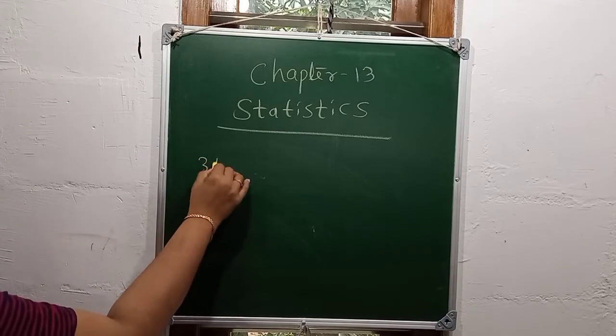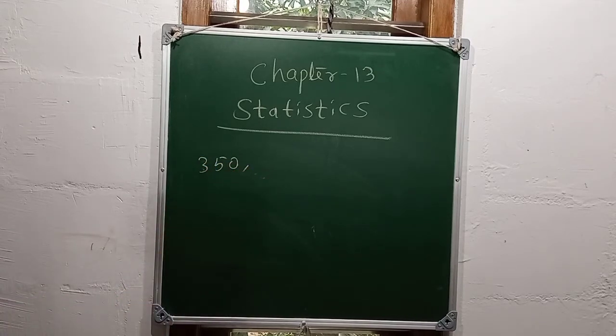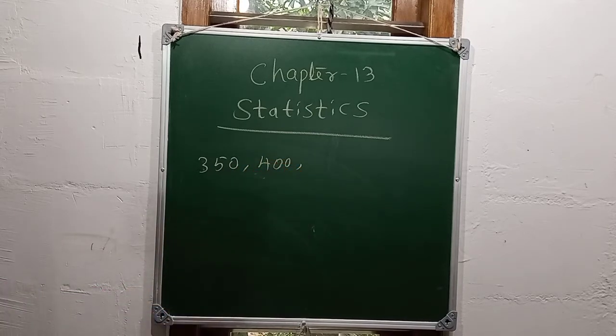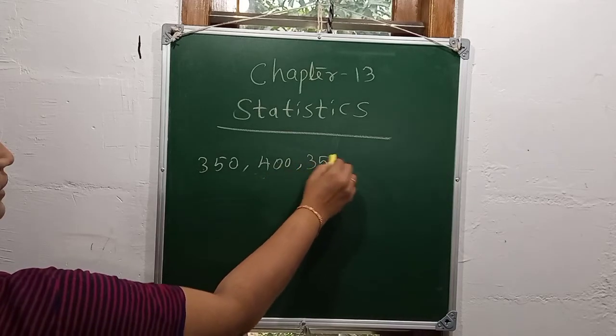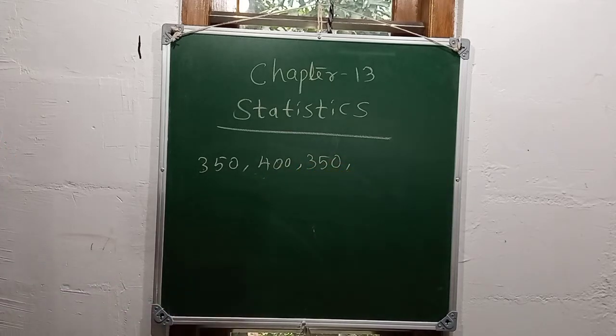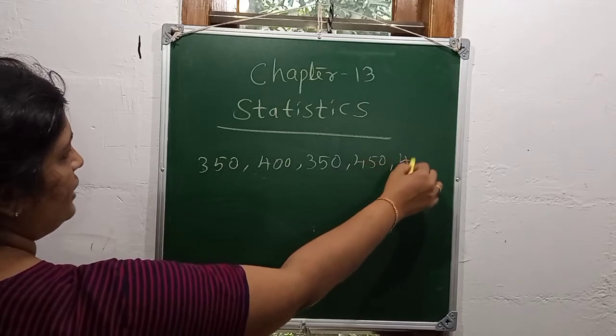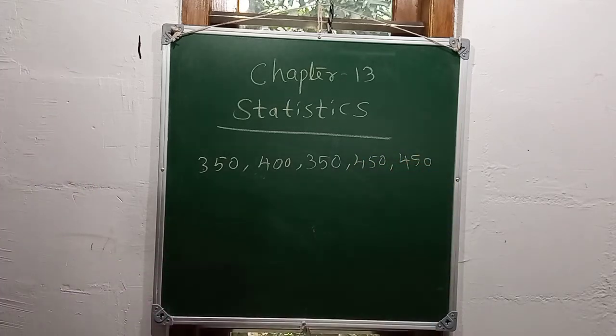One value is 350. Second one is 400. Third value is 350. Then the next value is 450 and the last value is 450. These are the wages of some workers in a factory. How do we find the average wage of the workers in that factory?